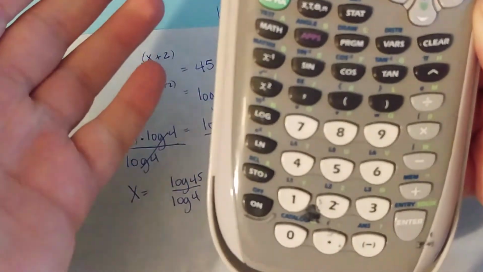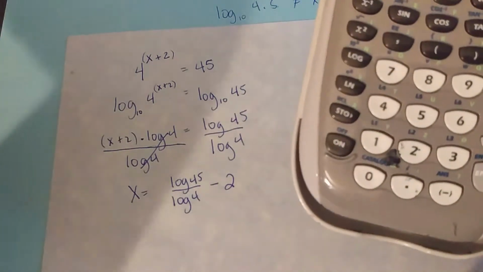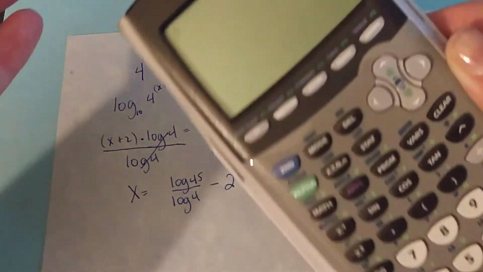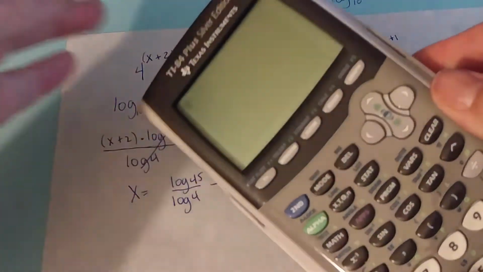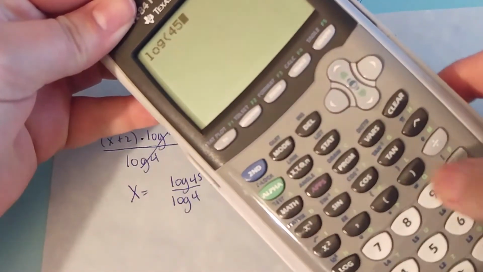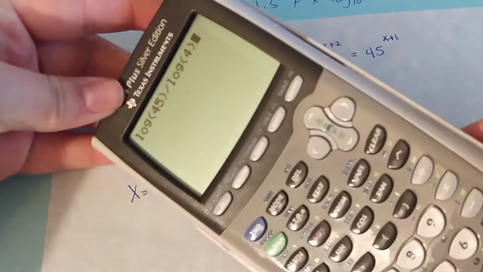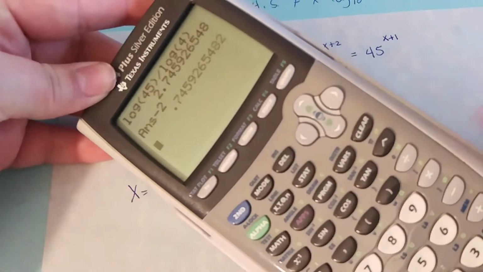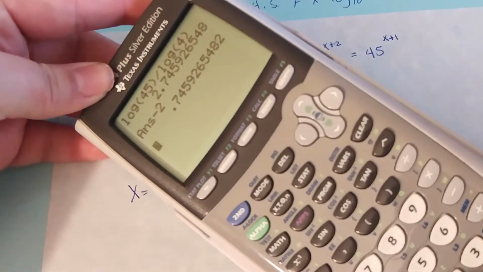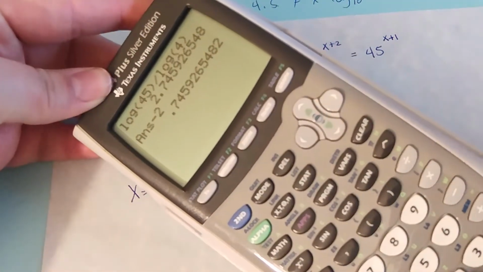I would not rely on being able to change the base just because it's inconvenient and not all calculators have that function. Okay, so here: log 45 divided by log 4. And then you can do minus 2 right away, but I like to just hit enter and make sure that I'm doing the order of operations that I want, just in case the calculator is being finicky or if I missed a parenthesis or something like that.